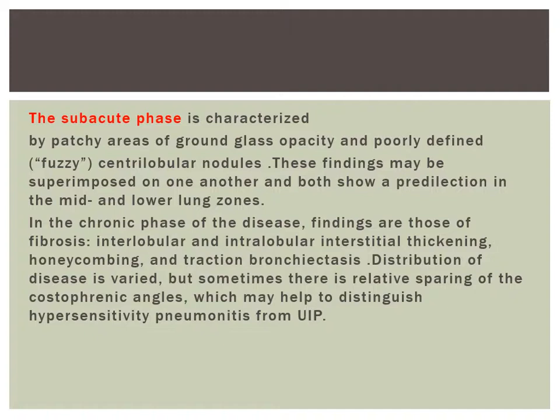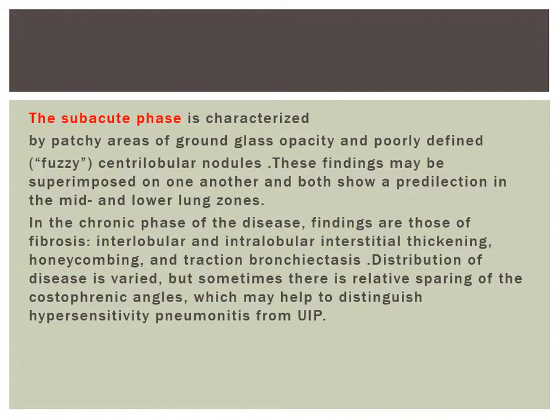The subacute phase is characterized by patchy areas of ground glass opacity and poorly defined fuzzy centrilobular nodules. These findings may be superimposed on one another and both show a predilection for the mid and lower zones. In the chronic phase, the findings are those of fibrosis: interlobular and intralobular interstitial thickening, honeycombing, and traction bronchiectasis. This is the chronic stage.